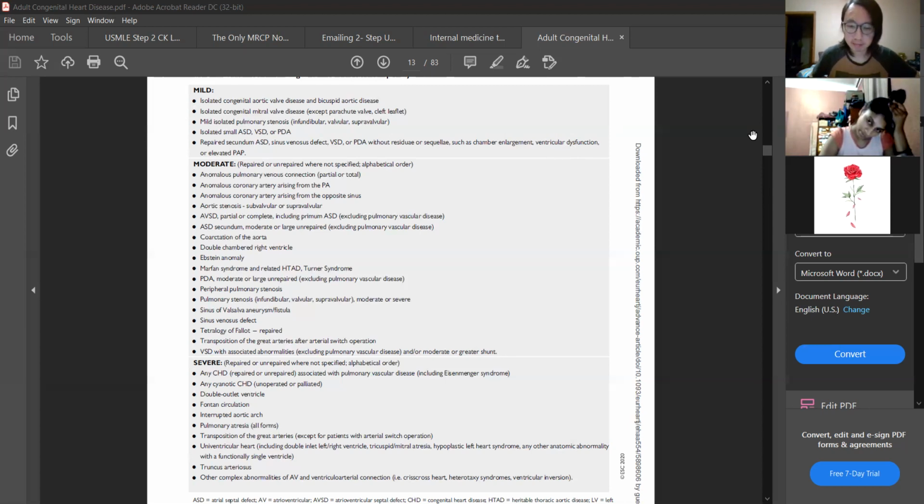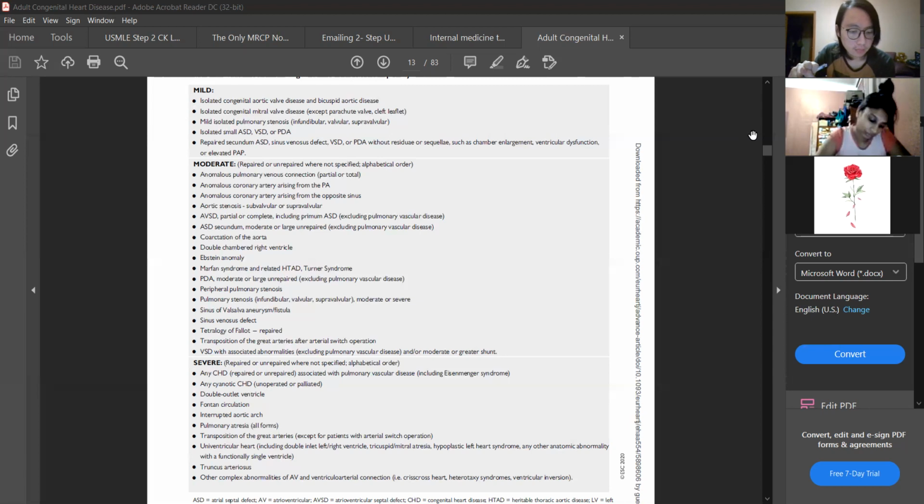Let's move on to shunting. As mentioned earlier, there's left to right, right to left, and mixed. Yeah? Now, left to right shunting includes your PDA, your VSD, your ASD, and also another one called endocardial cushion defect. If we have time, maybe in the future we'll cover that. So left to right includes your PDA, ASD, and VSD.